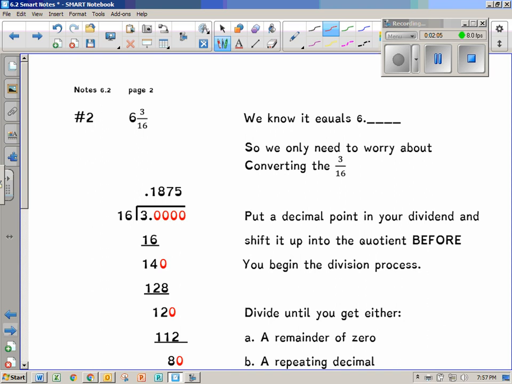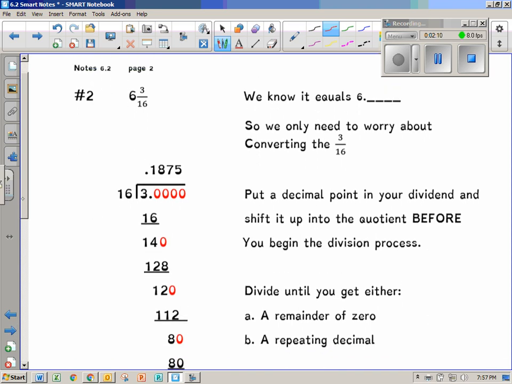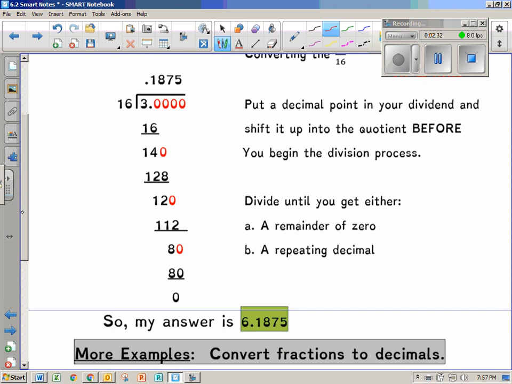So on page 2, I've given you one that's a mixed number. So when you see that, you know from the beginning, well, I know my answer is going to be 6 point something. So over here, let's just write something. So I just ignore the 6 temporarily, and I'm just worrying about 3 divided by 16. So 3 divided by 16, I just put my decimal point, get it up here, just continue, do the whole long division until I get, in this case, no remainder.